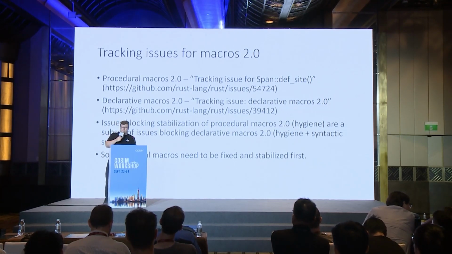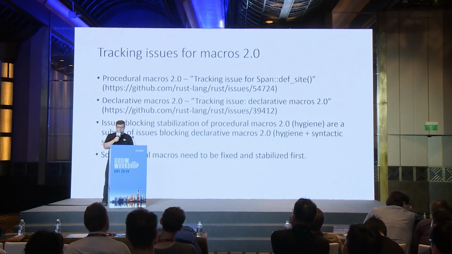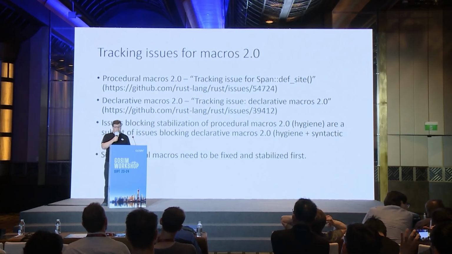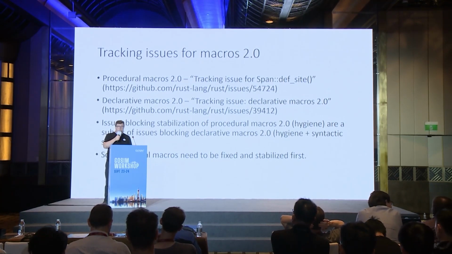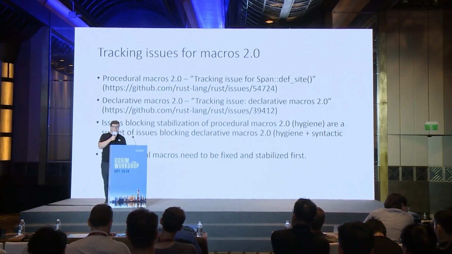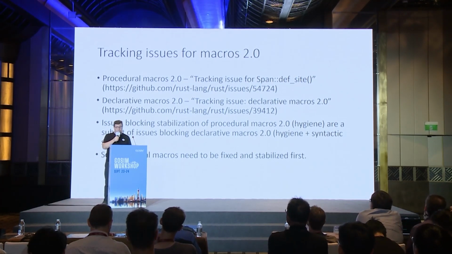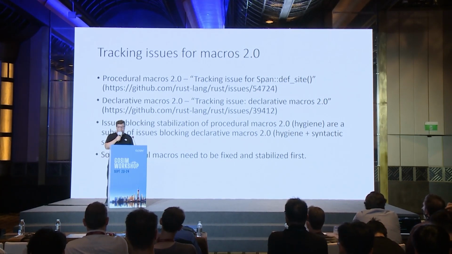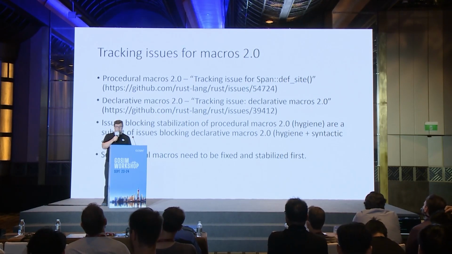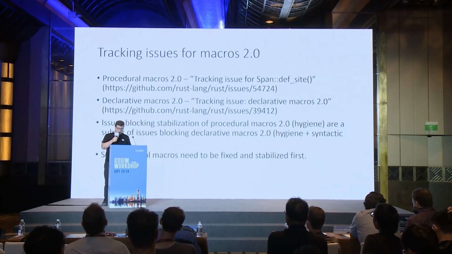Here are links for some tracking issues for macros 2.0, for procedural macros, and for declarative macros. And for procedural macros, the main blocking issue is the hygiene. And for declarative, it's hygiene plus syntactic sugar. So it's a strict subset, and we need to fix and stabilize procedural macros first, and then proceed to doing something with declarative macros, because it's strictly more work.